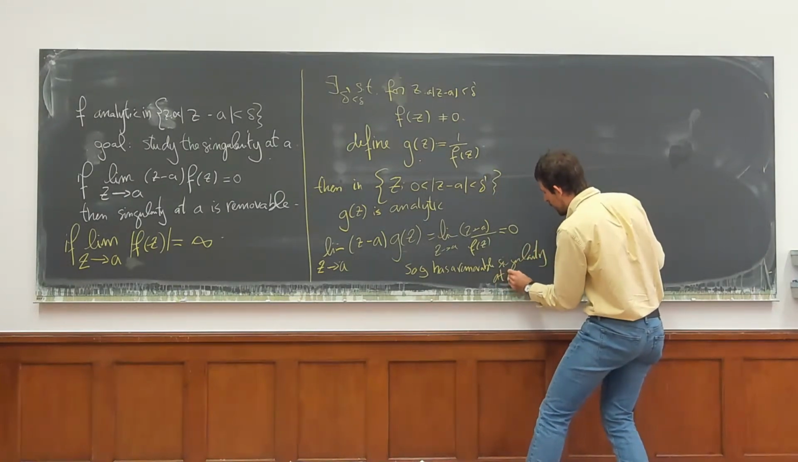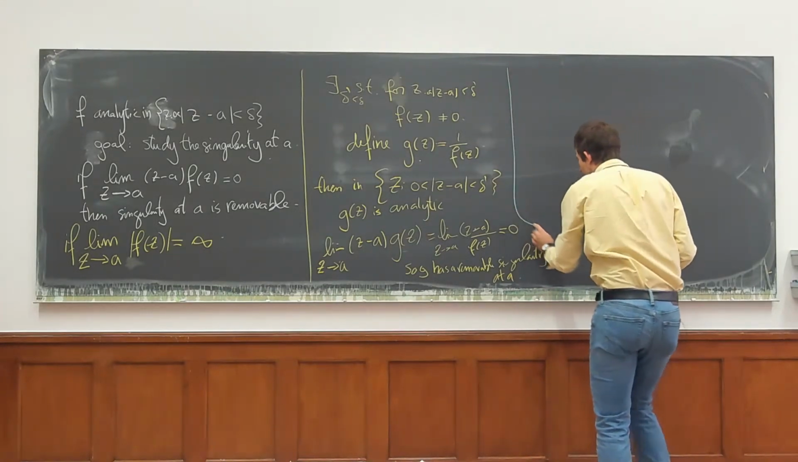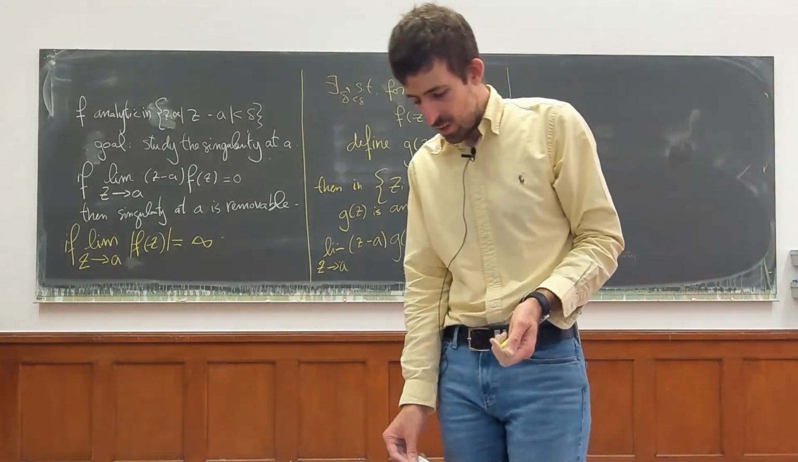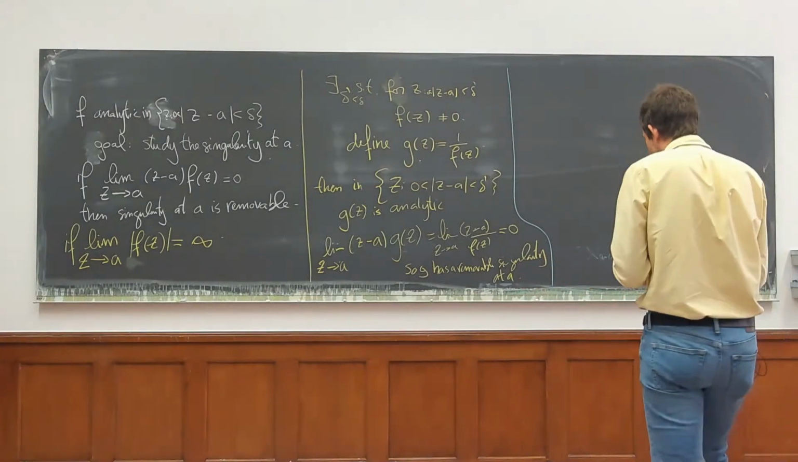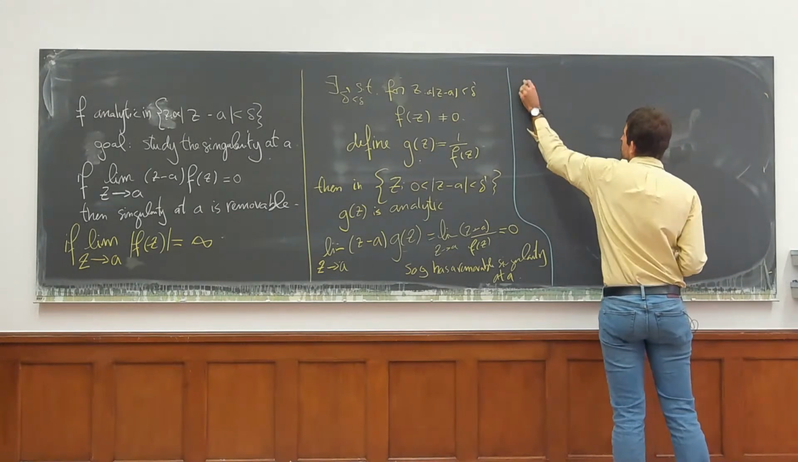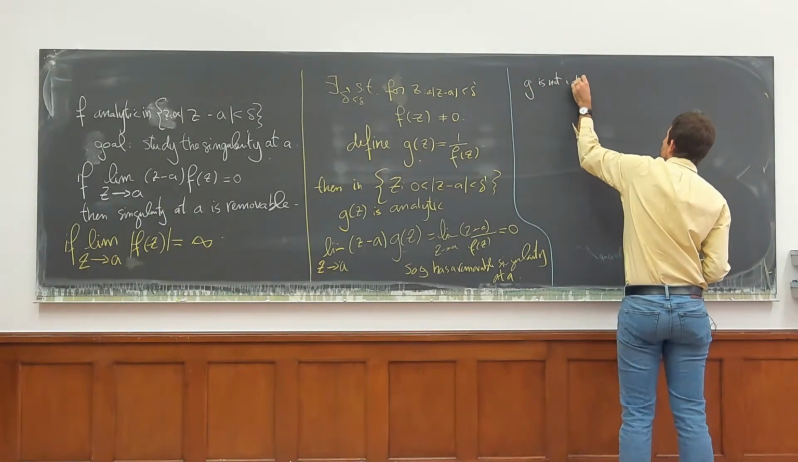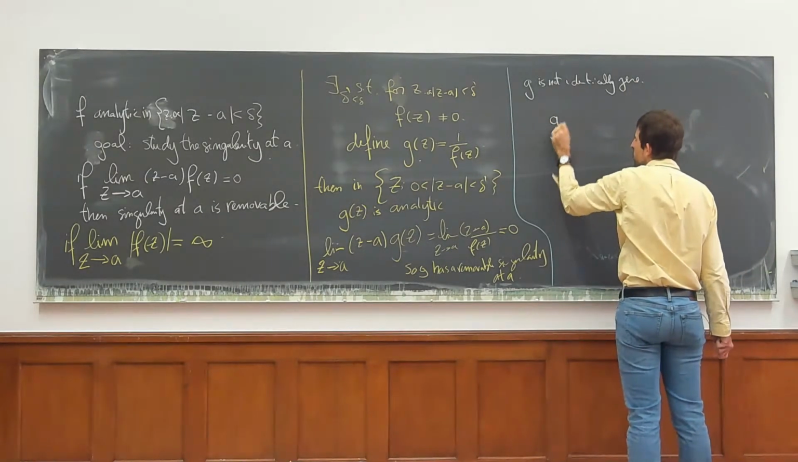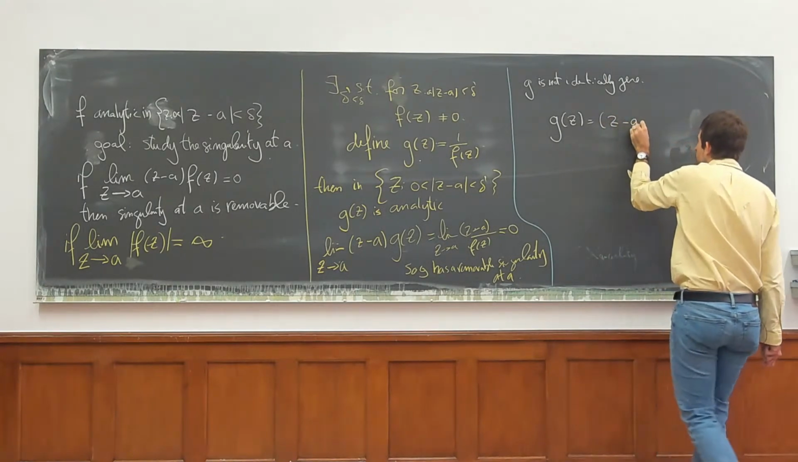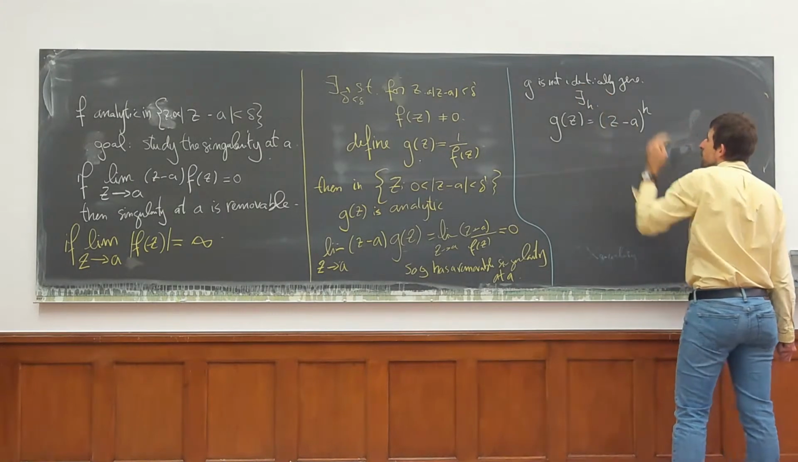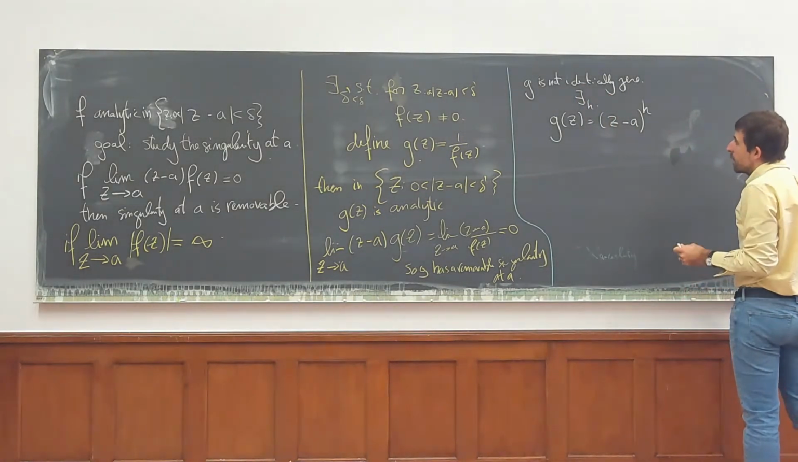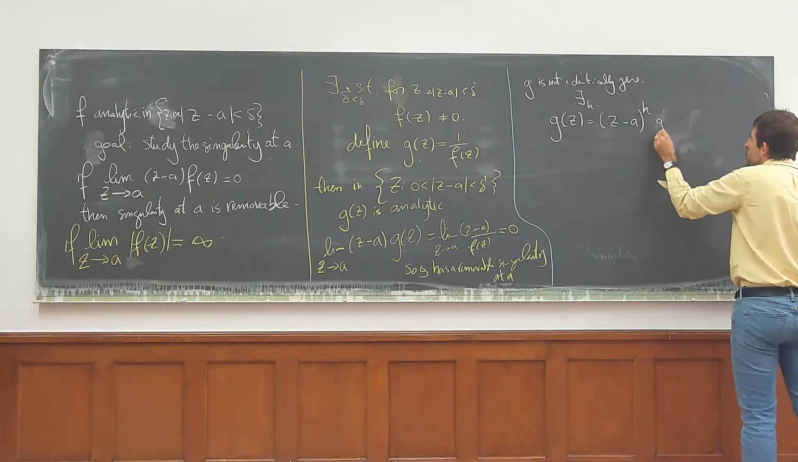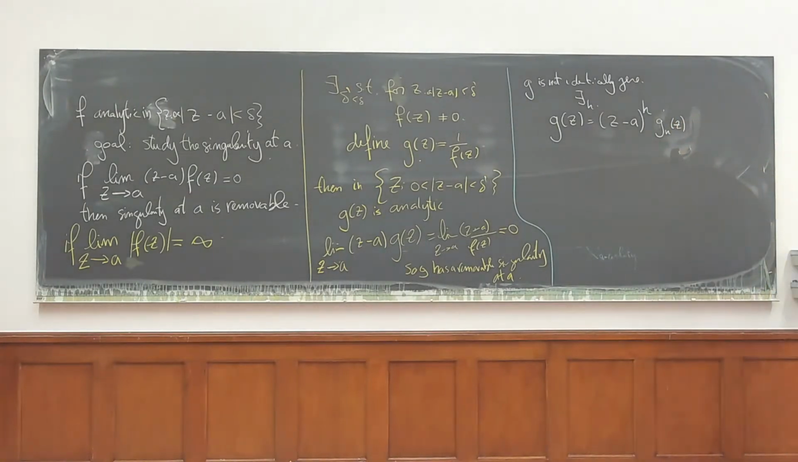Okay, but what does this buy us? The fact that g has a removable singularity at a, and g is not 0. So we know also that, by how it's defined, g is not identically 0. So this means that there must exist h such that g of z is equal to z minus a to the h times g_h of z, where g_h of a is non-zero.